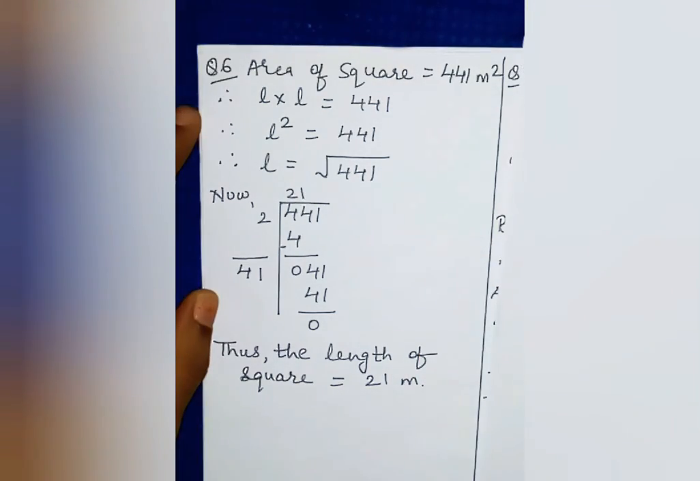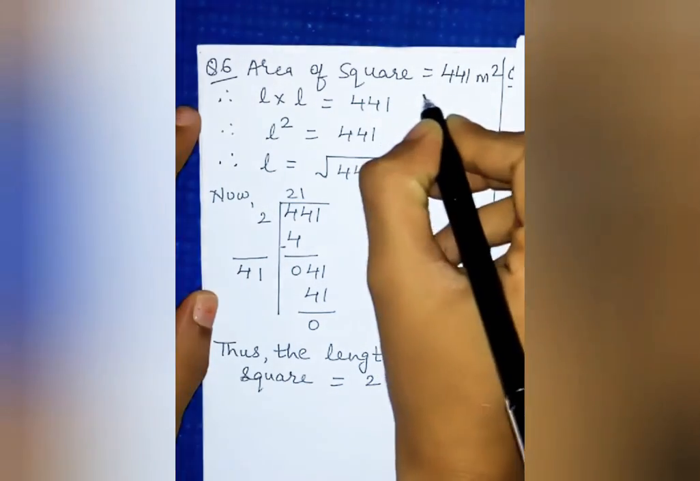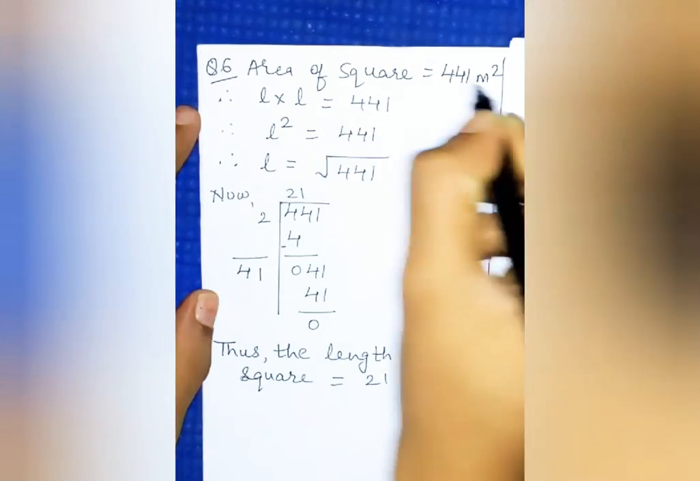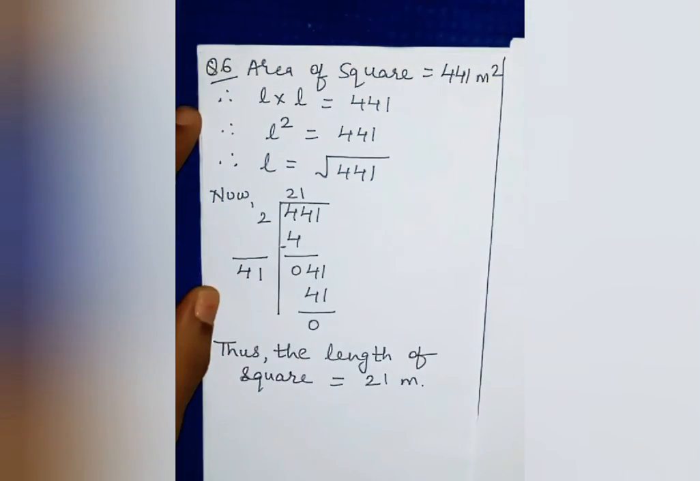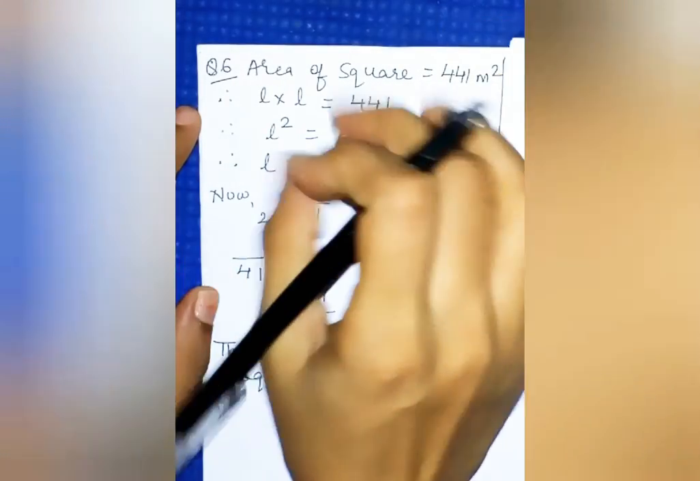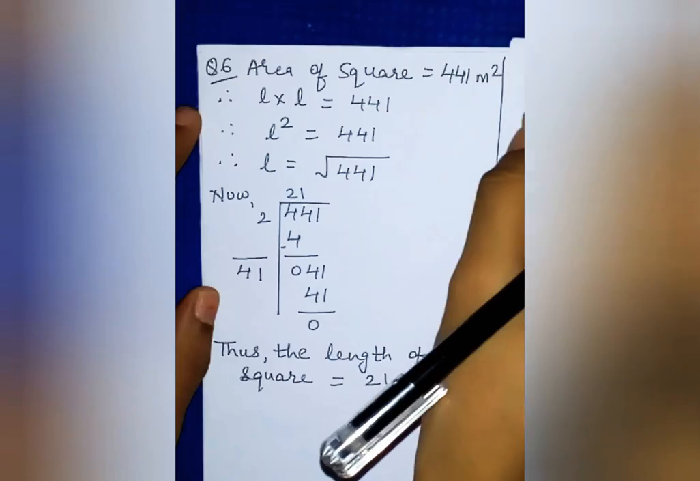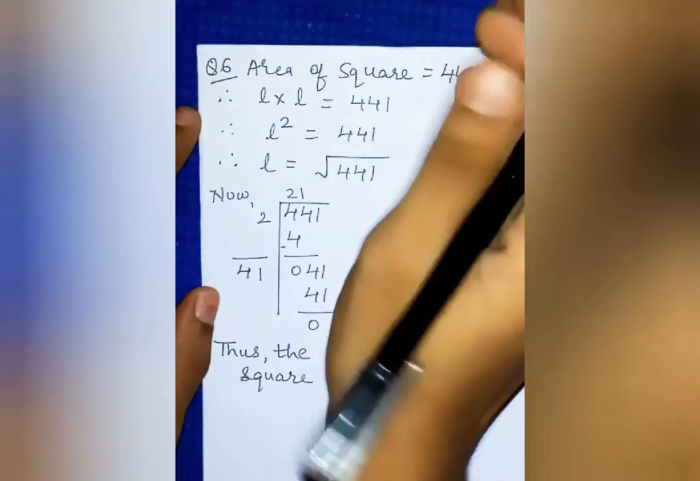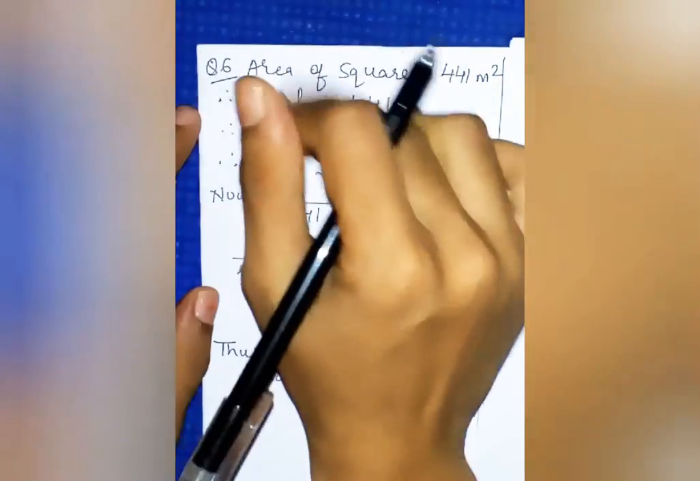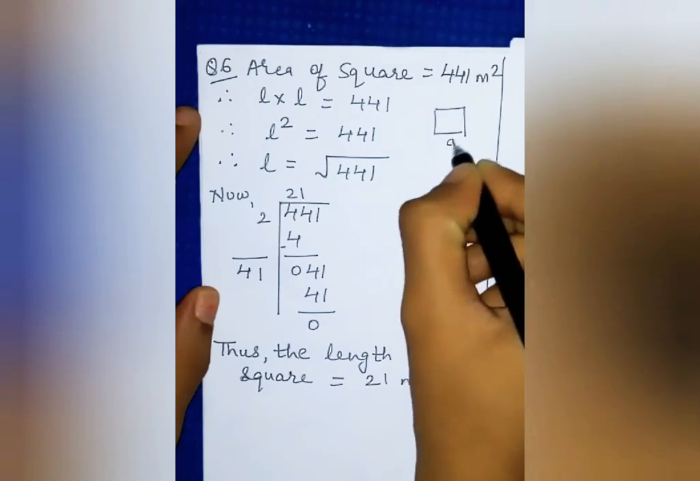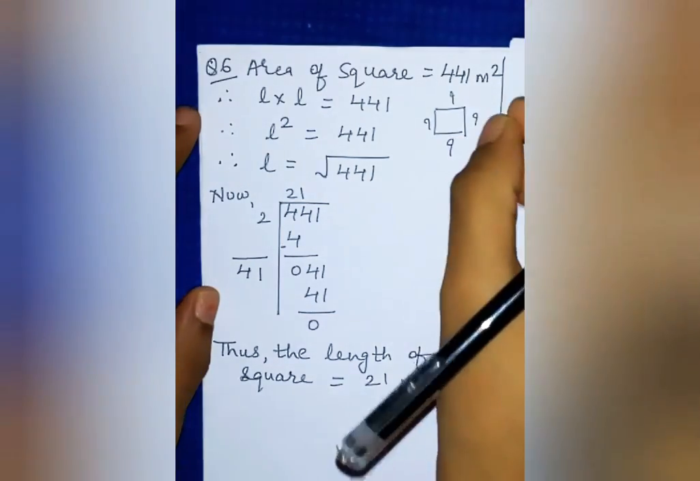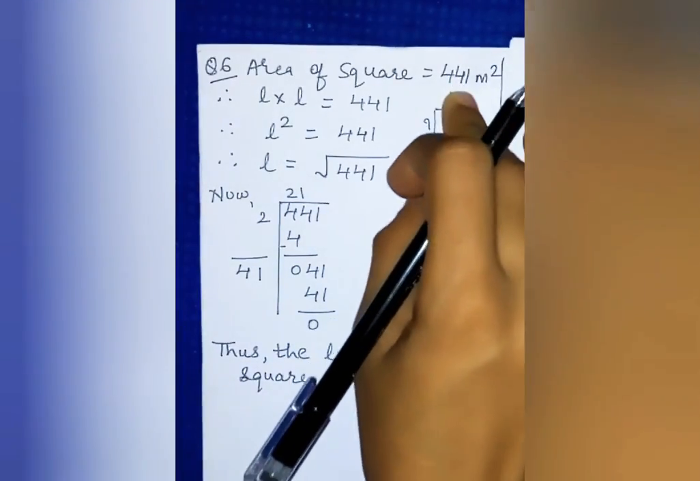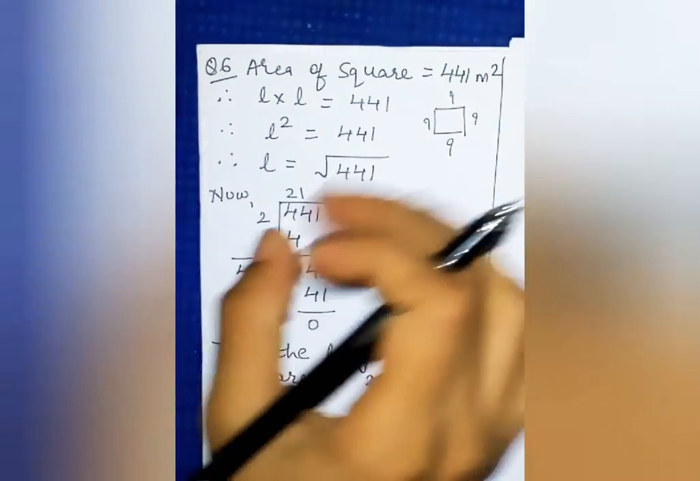So as it is given in the question, area is given to us. So area of square equal to 441 meters square. Now we will apply the formula for area of square. This number given to us is a square number. Okay, and they are telling us to find out the length of the side of the square. So length means we will find out the square root of 441. So a square number is given and we have to find out the square root.